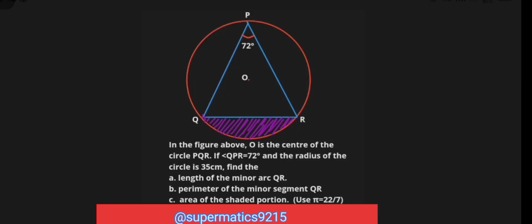In this tutorial, we want to solve this problem that cuts across geometry, trigonometry, and mensuration. We want to find the length of the arc QR, the perimeter of the sector, the minor sector, and the area of the shaded portion, given that the circle PQR has center O and angle QPR is 72 degrees. To make this solution a reality, we need to make some constructions, and that would be to join O to Q and O to R.